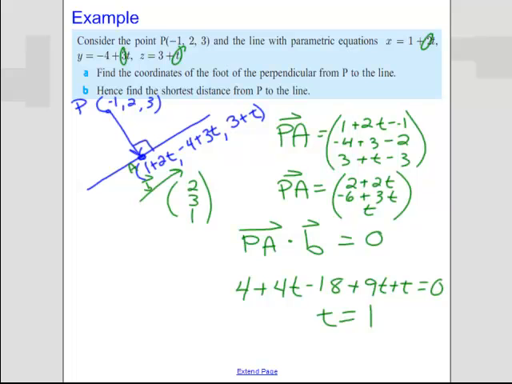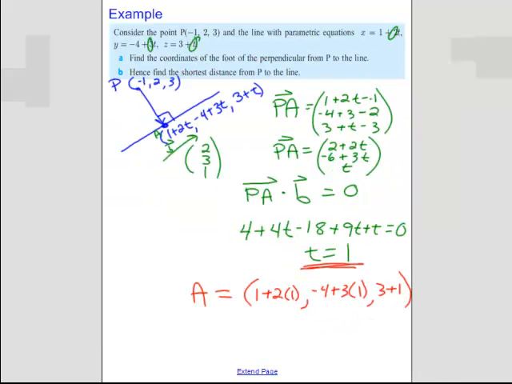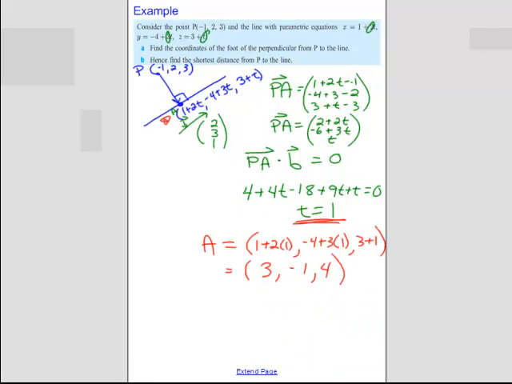Lastly, find the shortest distance from P to the line. It asks for the coordinates of that, so I had to then plug the t in. So then once I plugged the 1 into this coordinate point, I end up getting A equaling 3, -1, 4. And then lastly, I wanted to find the shortest distance, not necessarily just the location, but where it happens at. So I need to find, therefore, vector PA.